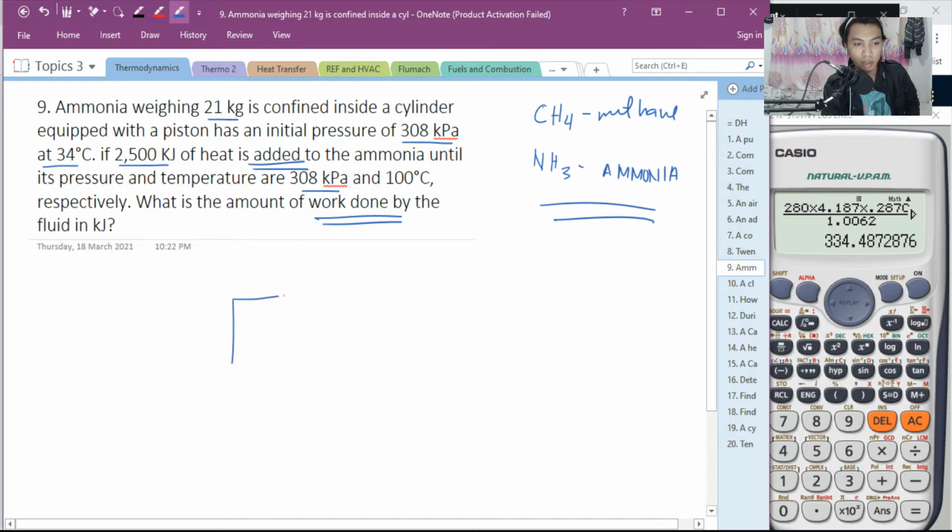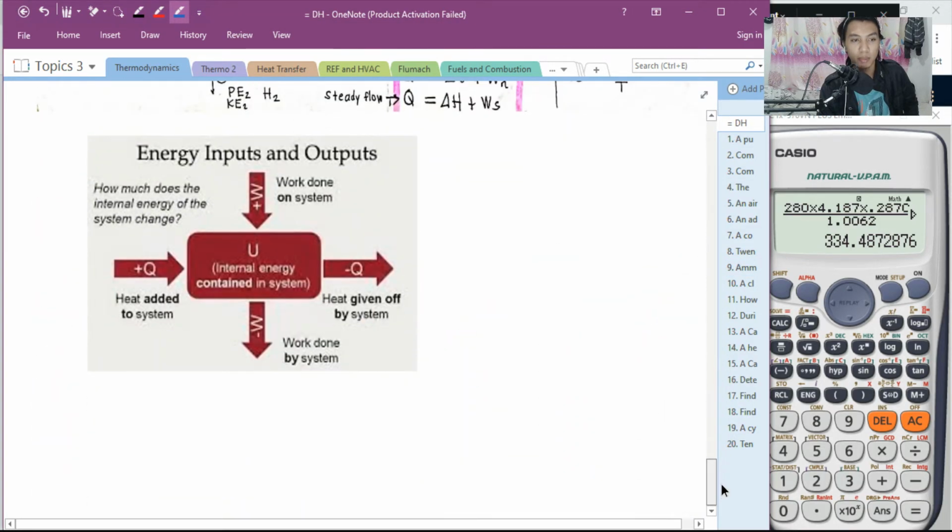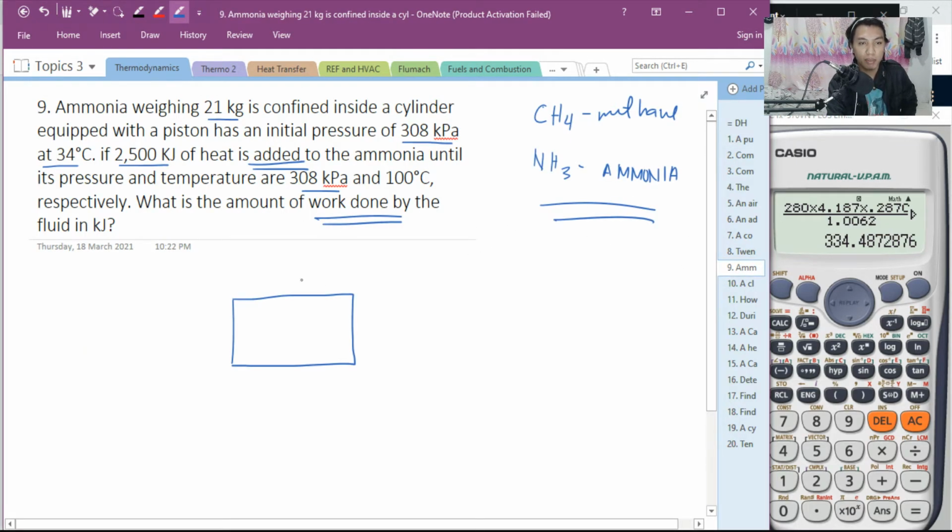In a system, tandaan mo, okay? Ito yan, copy na natin. In a system, nasa baba. Kapag sinabing work done on the system, that is positive. Kapag sinabing heat added to the system, that is positive. Otherwise, kapag sinabing work is done by the system, you take out the work, that is negative. And then the heat is given off by the system, you take out the heat, that is negative.